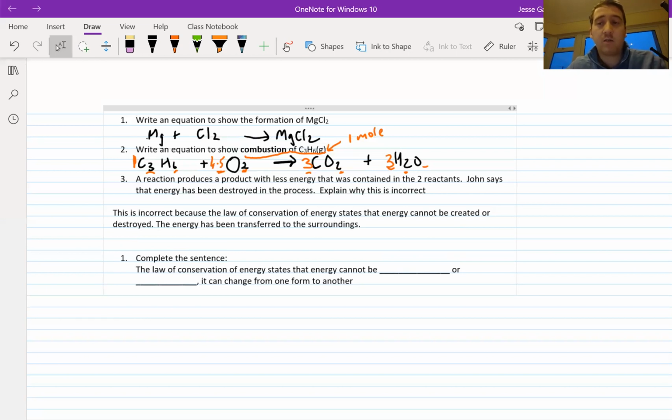Now, how would you know that that was happening? Well, if you were to feel that reaction, it would get warm. So you would hold it and you would feel that energy being transferred to the surroundings because your hands would be the surroundings. So it would feel warm to you, and it would also increase the temperature of a thermometer, because if you put the thermometer in, the thermometer is the surroundings and the temperature would go up.